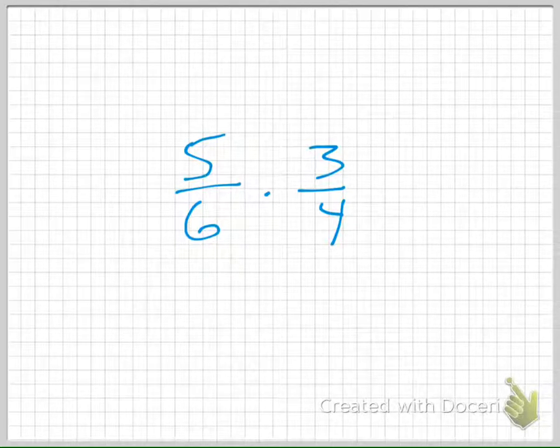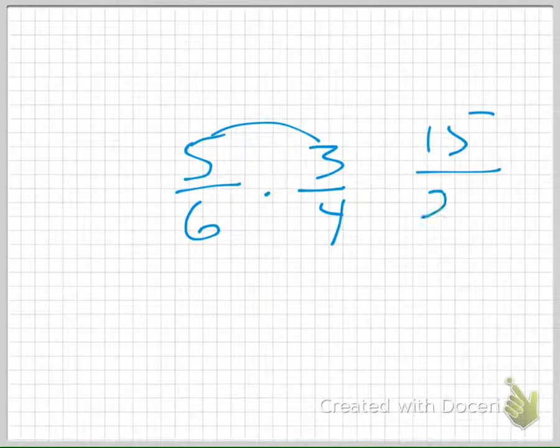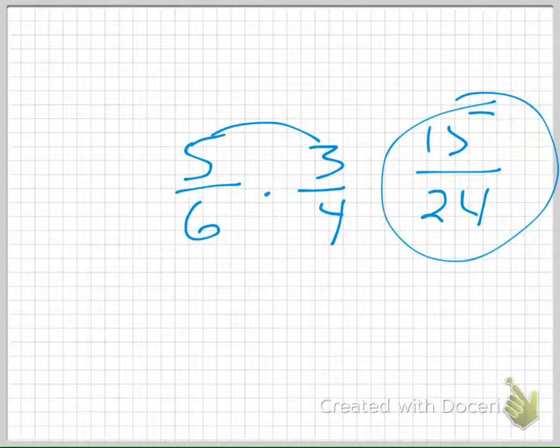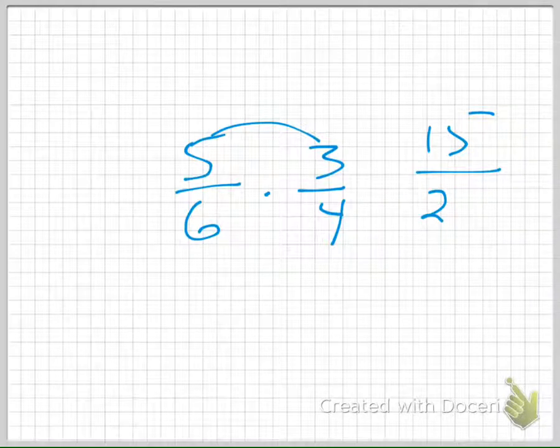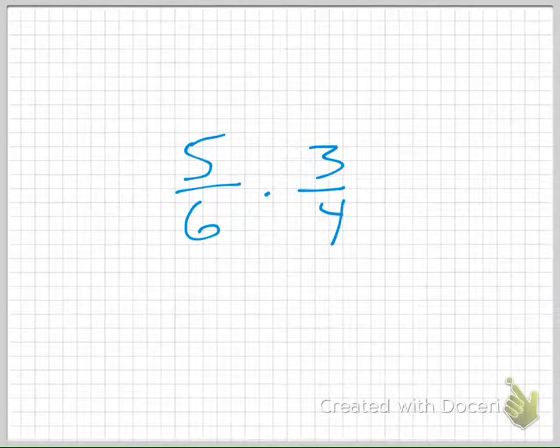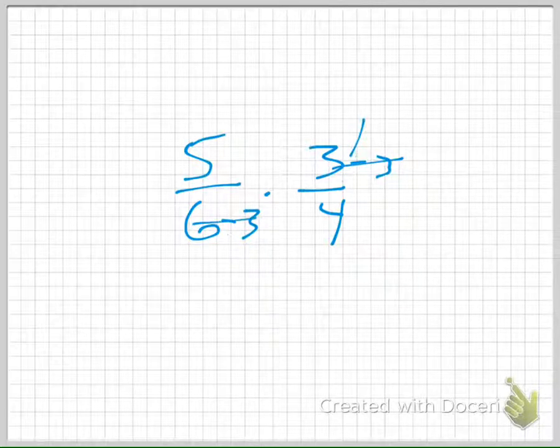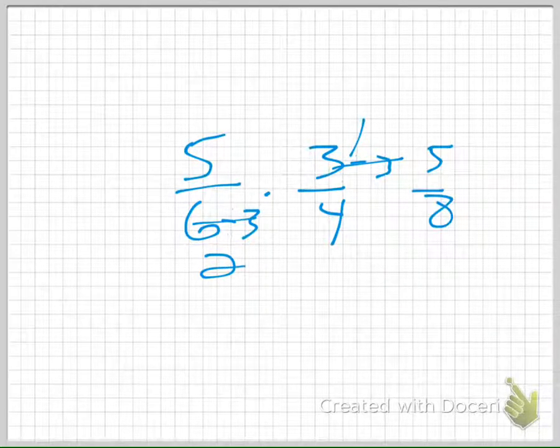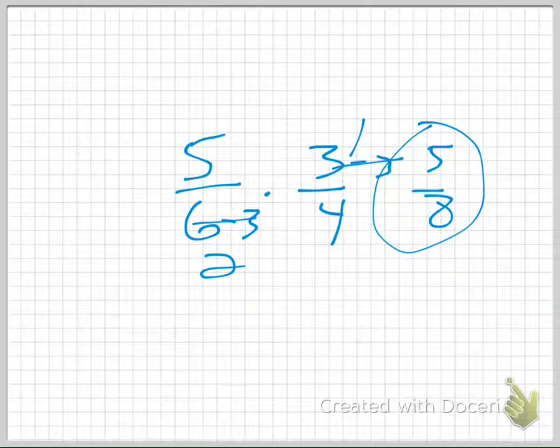You just multiply across, right? That's the basic rule. 5 times 3 is 15. 6 times 4 is 24, right? You just multiply across. Agreed? You can cross cancel, which will make things easier. If you don't cross cancel here, I have to reduce, right? And so if you cross cancel, then you won't have to reduce later. Divide by 3, that's a 1, that's a 2, 5/8. Make sense?